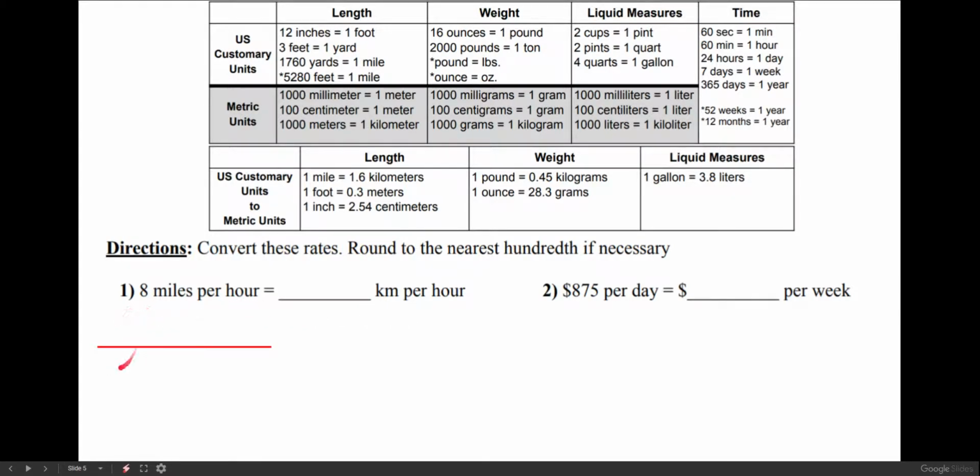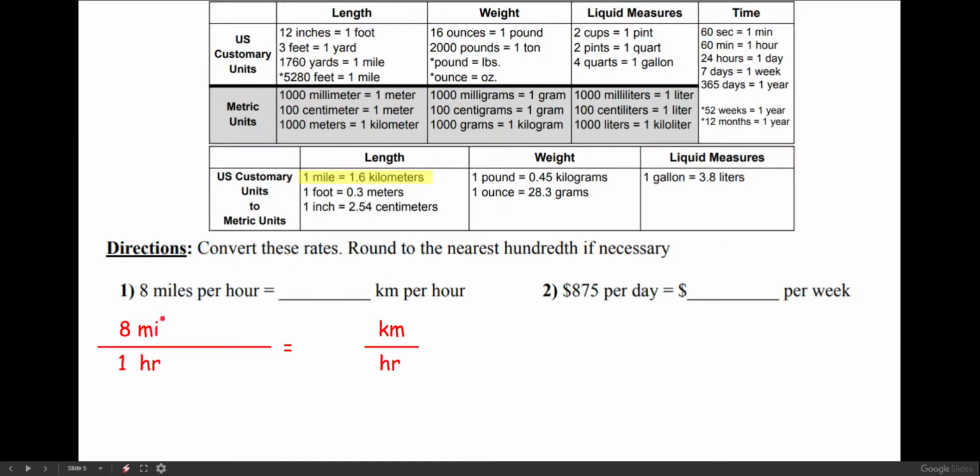So how do we use our table? Well, I start off by drawing my table, and then what I like to do is I like to write down what do I ultimately want my units to be at the end. I want kilometers per hour. So I'm going to write that on the far right side. Now let's write down the information I have so far. We have 8 miles per 1 hour, 8 miles per hour.